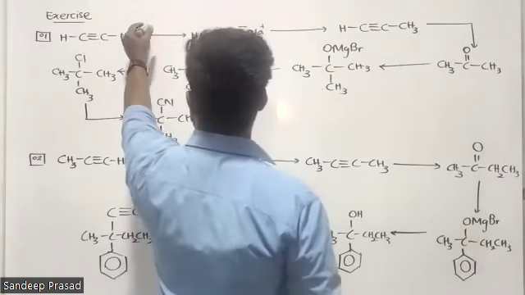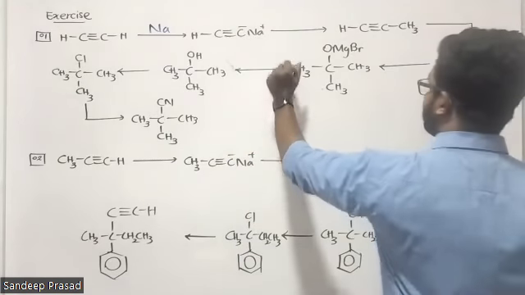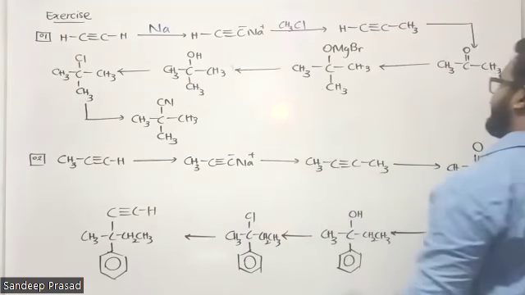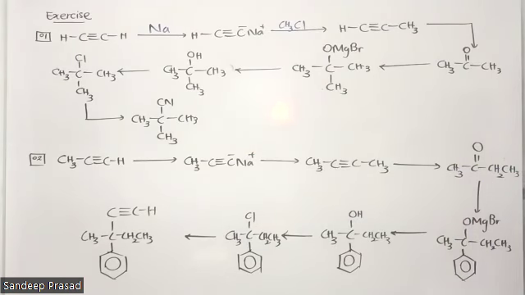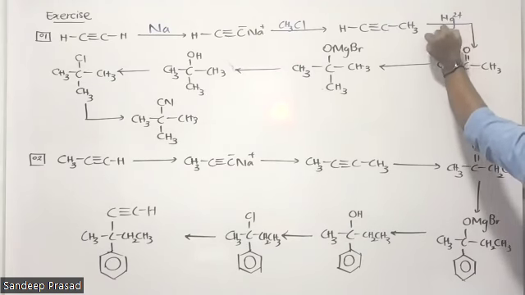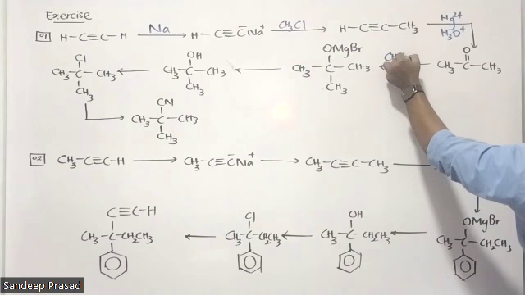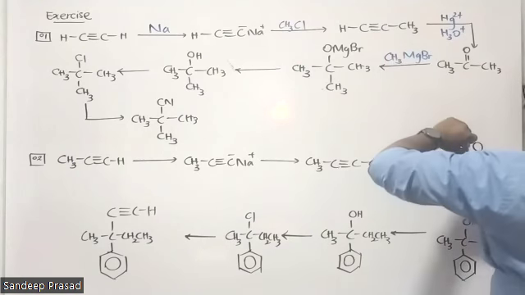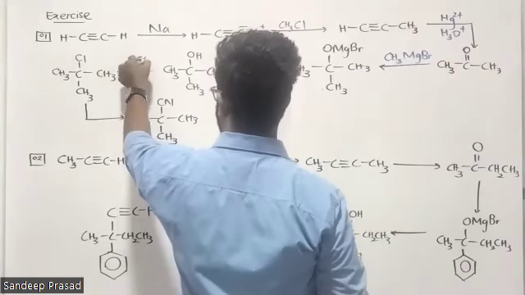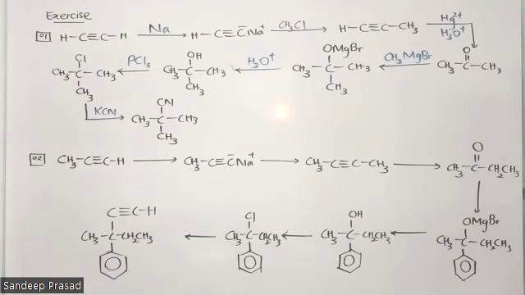Number one, we are adding sodium, or sodamide is also possible. Then students, the sodium derivative of alkyne, we can add an alkyl halide like CH3Cl to increase the number of carbon atoms. Here we are adding mercuric cation in the presence of H3O plus. Then CH3MgBr is added. And here H3O plus is added. PCl5 and KCl. First one. Very easy. Okay.